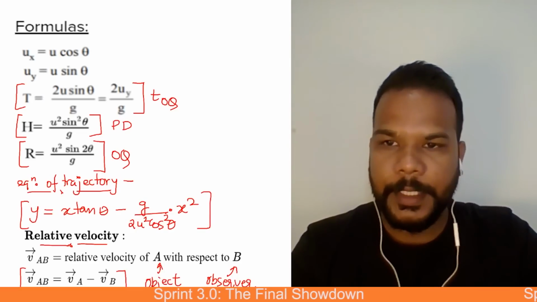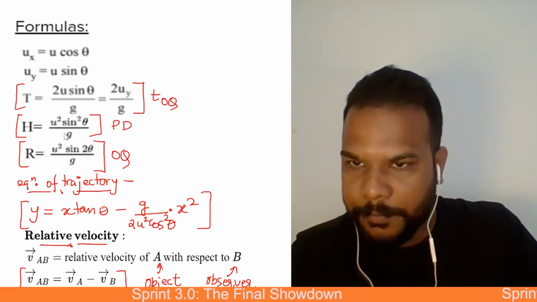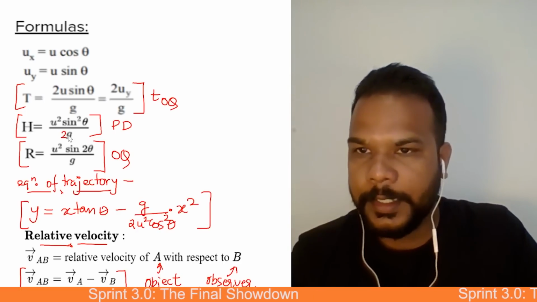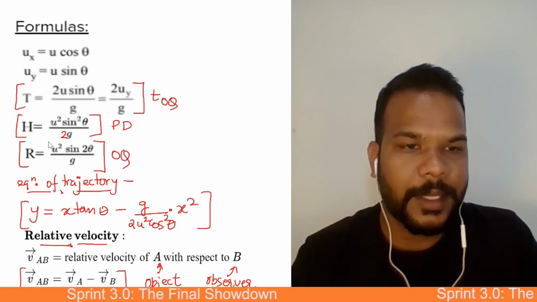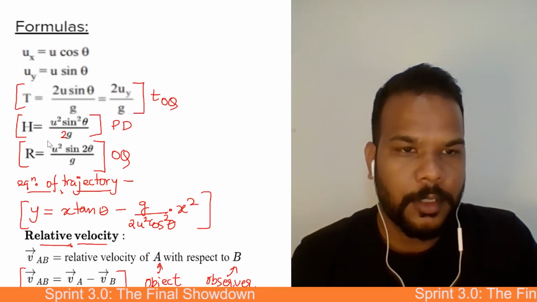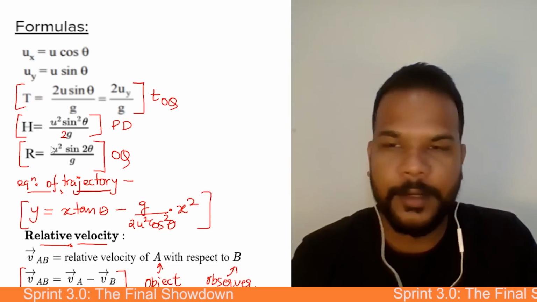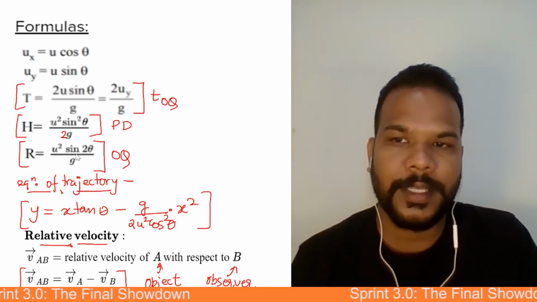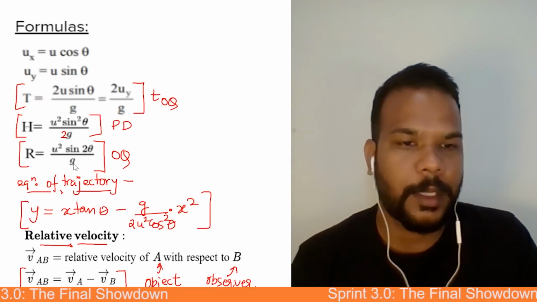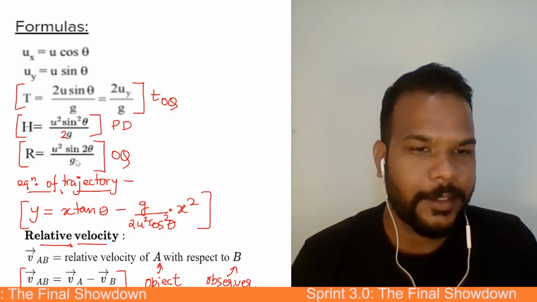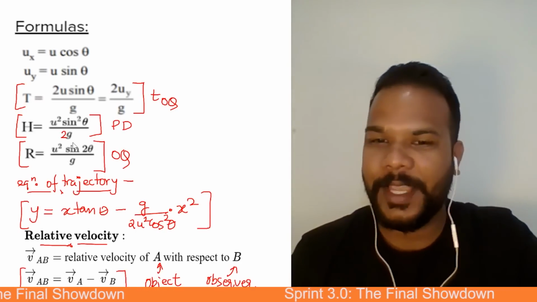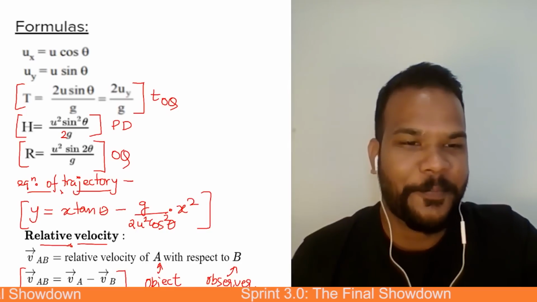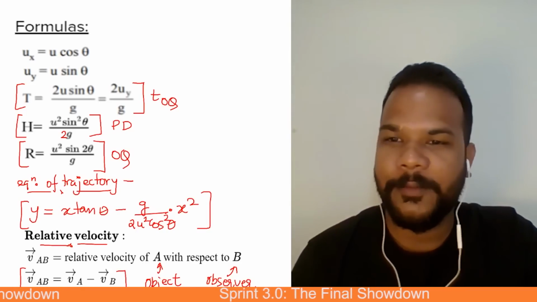Okay. Yes, this is u square sine square theta upon 2g. Thank you for correcting this. The formula for maximum height is now correctly mentioned here, u square sine square theta upon 2g, and this is u square sine 2 theta by g. Thank you for correcting. Okay, thank you, guys. That means people are awake. Very good, people are awake. Very nice.